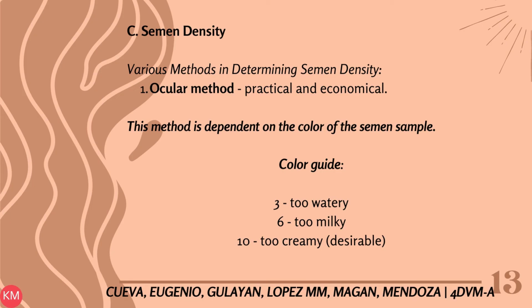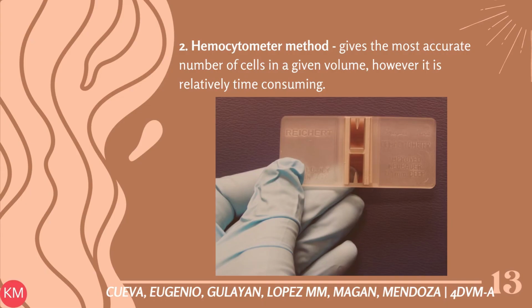We usually use the color guide: 3 for too watery semen, 6 too milky, and 10 too creamy, which is most desirable. Second and the last, hemocytometer method. This gives the most accurate number of cells in a given volume. However, it is relatively time-consuming.